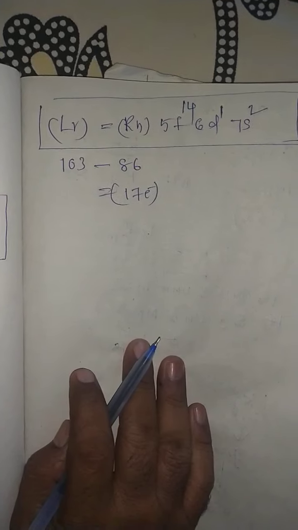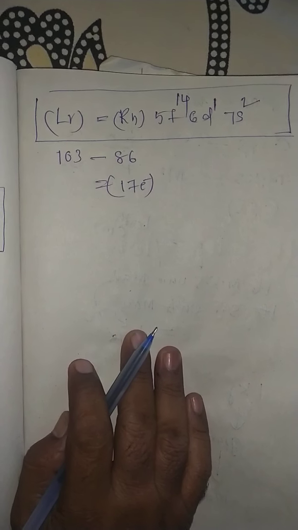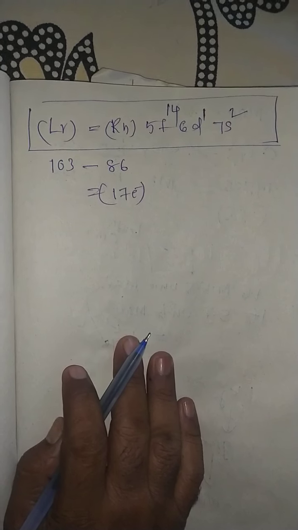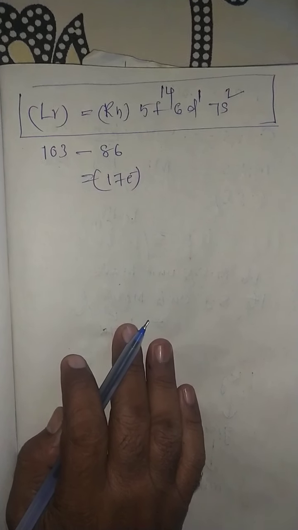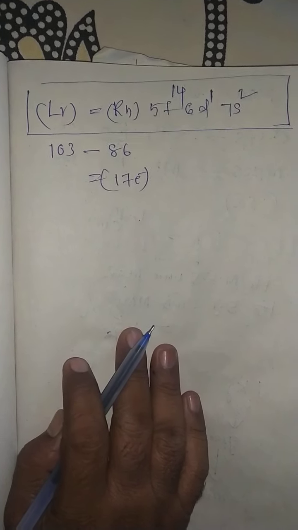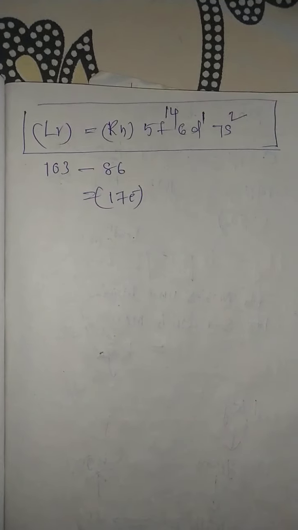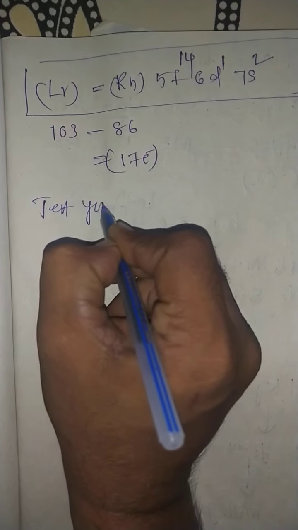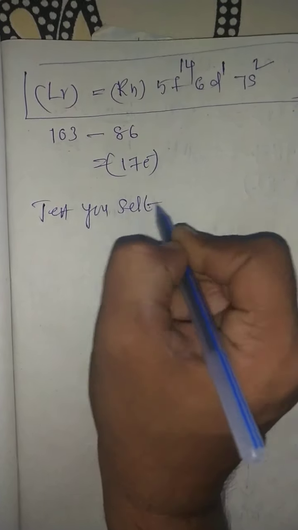Okay, my dear students, again I will say, whenever you write the electronic configuration of the lanthanides or actinides, first learn the atomic numbers of the lanthanides or actinides. Otherwise it is definitely difficult to write the electronic configuration in a short period of time. Okay? Test yourself.